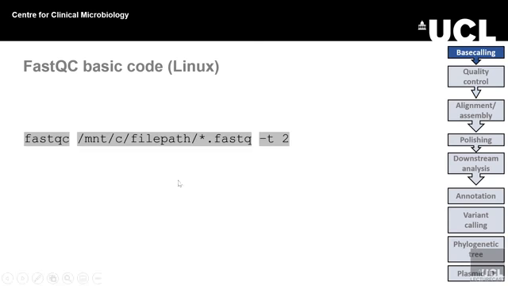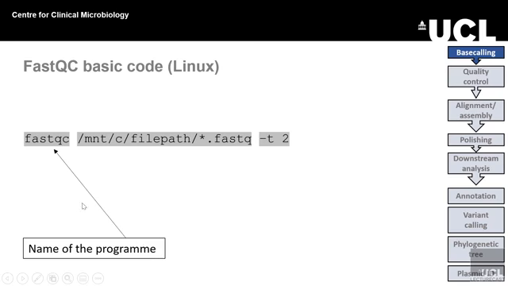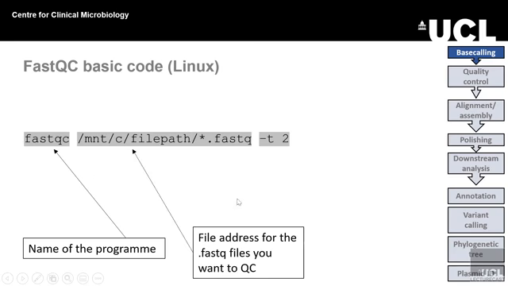So this is how FastQC basic code works. This is the name of the program. So you can either, as I say, link the path, or you can navigate into the folder where the program has been stored. This is the file path to the FastQs that you want to QC.